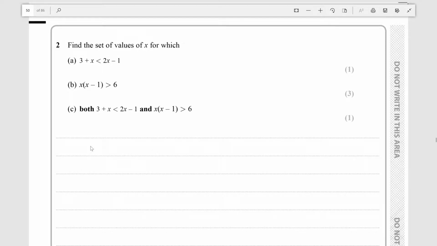Hello everyone, today we're going to be going over question 2 from paper 2 of the sample assessment material for IGCSE Mathematics, the Edexcel board. This question is about topic 3, Identities and Inequalities, and it is asking us to find the set of values for which this inequality is true, and this inequality is true, so values which satisfy the requirements of both of them.